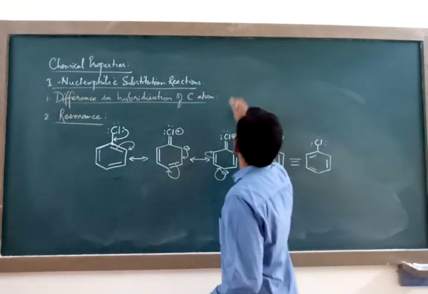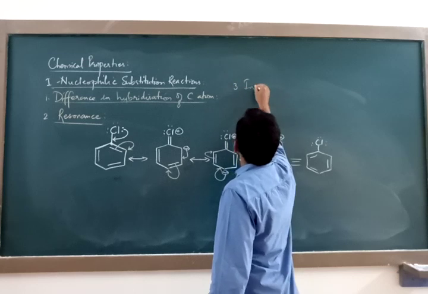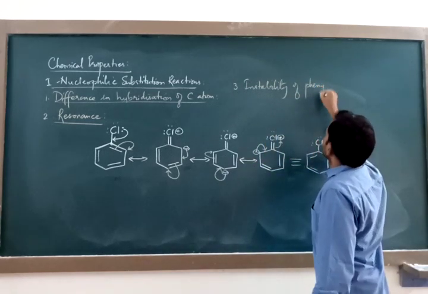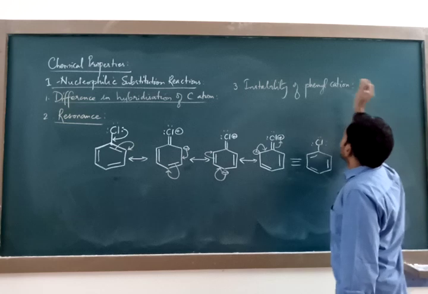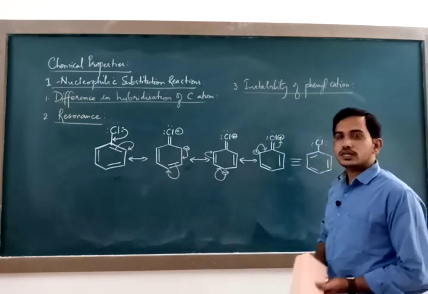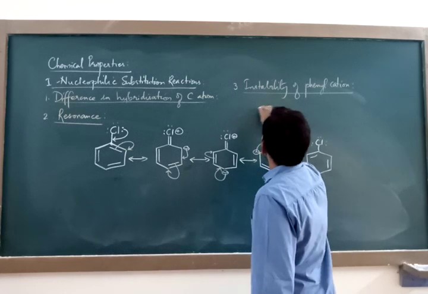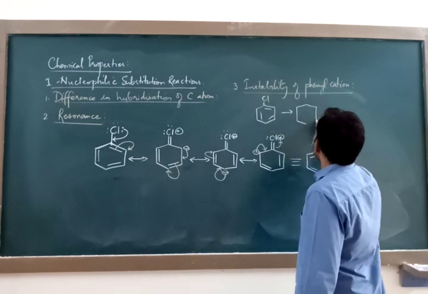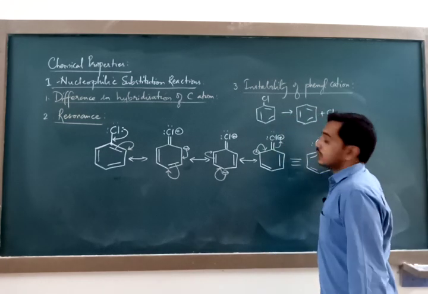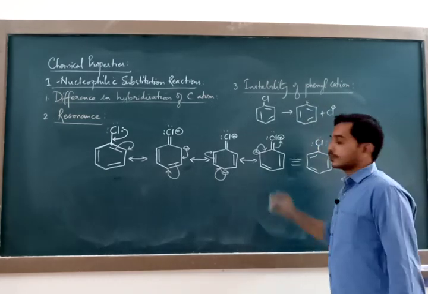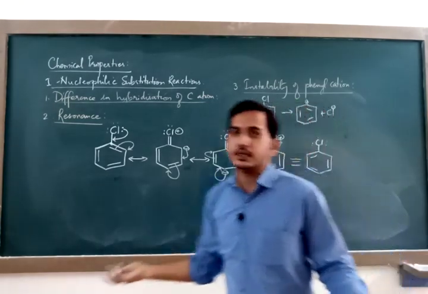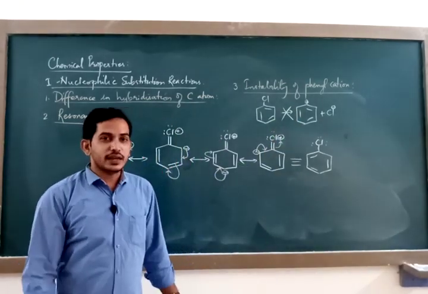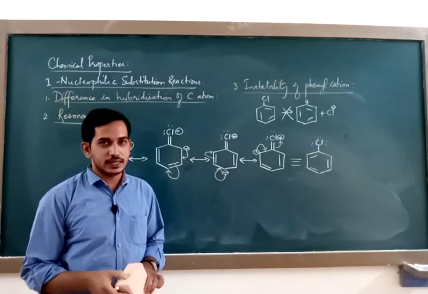The third reason is the instability of the phenyl cation. What is the instability of the phenyl cation? Now you can theoretically guess, if chlorobenzene is dissociated, you will get benzene plus chlorine. Chlorine carries a negative charge, benzene carries a positive charge. Theoretically, we can assume anything, but this is wrong. It does not take place. You cannot get a benzene carbocation so easily.